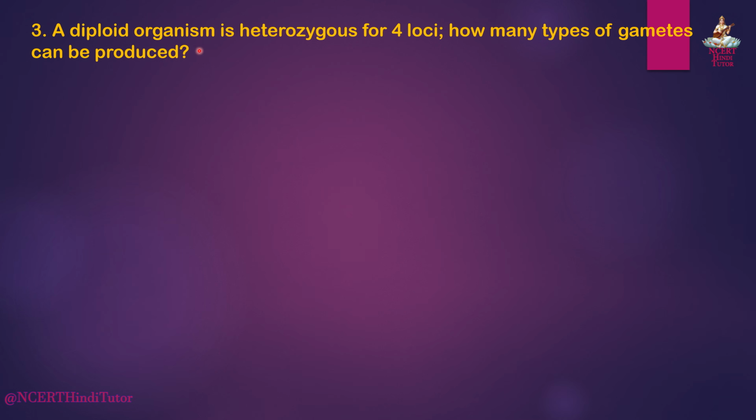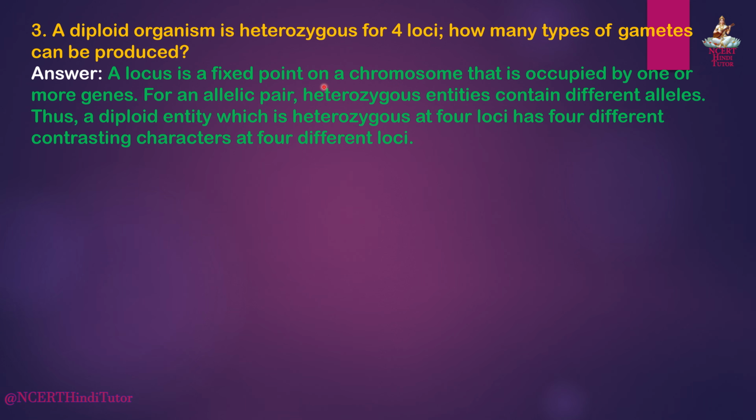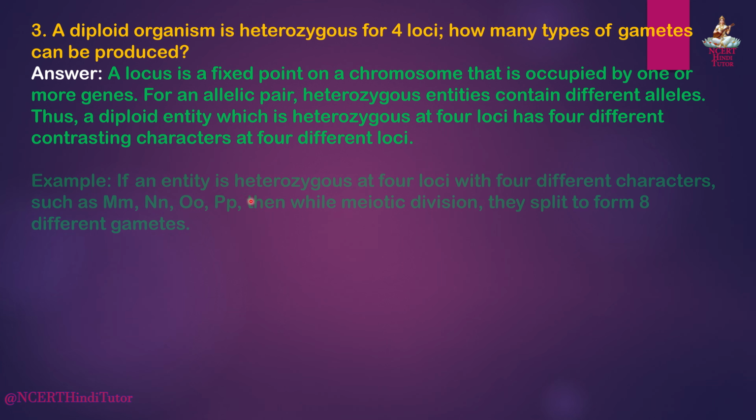Question 3. A diploid organism is heterozygous for 4 loci. How many types of gametes can be produced? Answer. A locus is a fixed point on a chromosome that is occupied by one or more genes. For an allele pair, heterozygous entities contain different alleles.